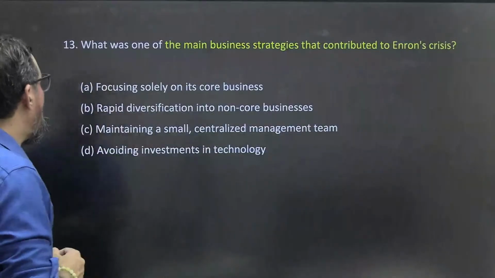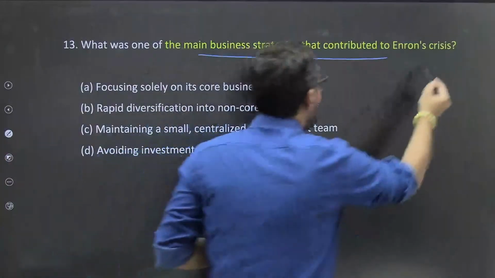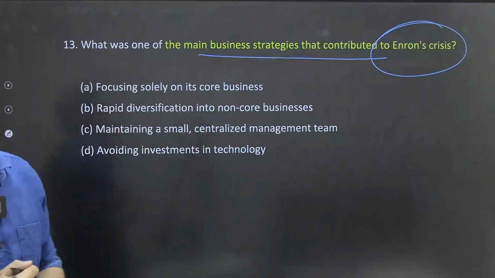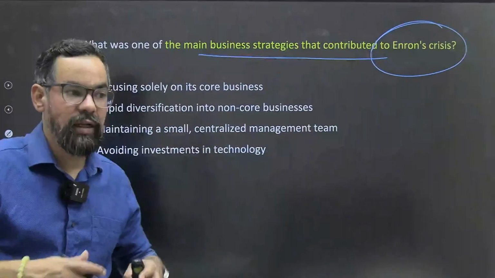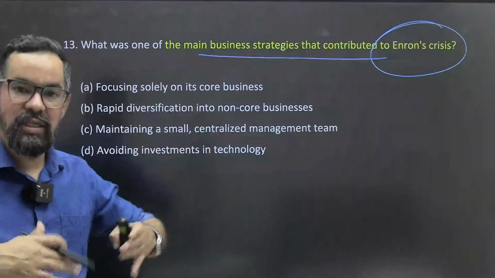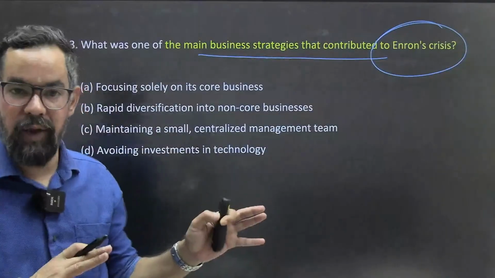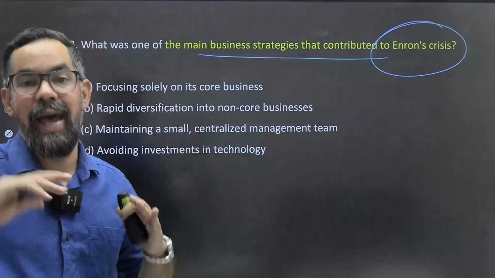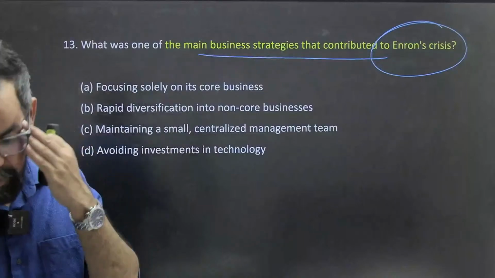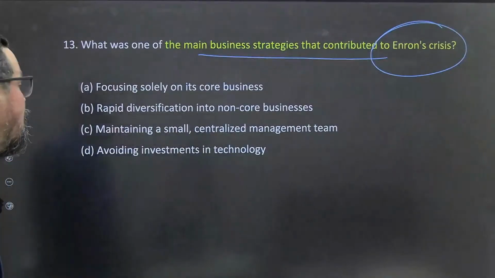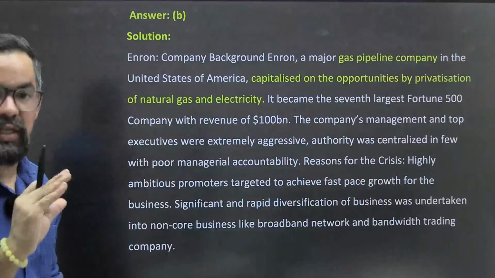In simple terms, what was one of the main business strategies that contributed to Enron's crisis? Enron was the world's largest, third or fourth largest company. Basically what they did was rapid expansion: they entered different businesses from their core business, and they manipulated some books also, similar to Satyam Computers. Satyam Computers was also part of that. They did some manipulation with their accounts and they wanted to become the world's biggest company, when a whistleblower happened and it was grounded. I guess everyone knows the Satyam Computers case. So it is rapid diversification into non-core businesses. This was the major issue with this company, Enron.